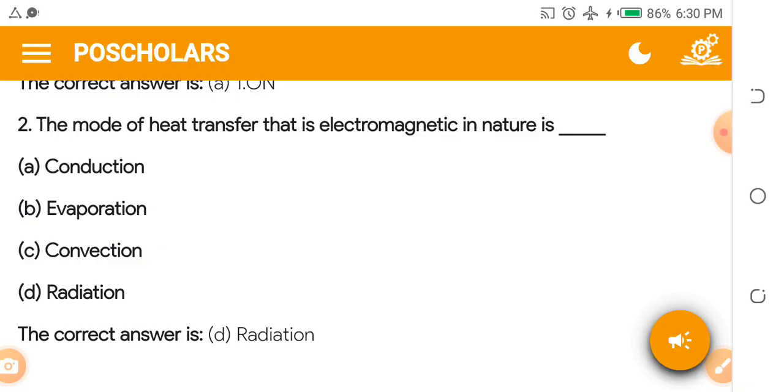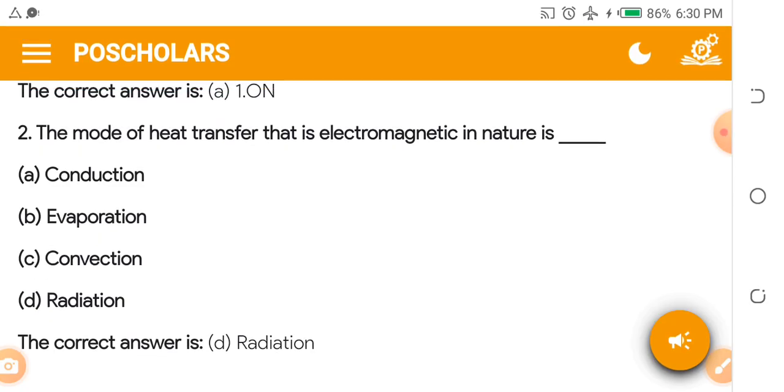Number 2, the mode of heat transfer that is electromagnetic in nature is dash. A, conduction. B, evaporation. C, convection. D, radiation. Which one? The answer is radiation. Remember, evaporation is not a mode of heat transfer, right? So basically we have conduction, convection and radiation.